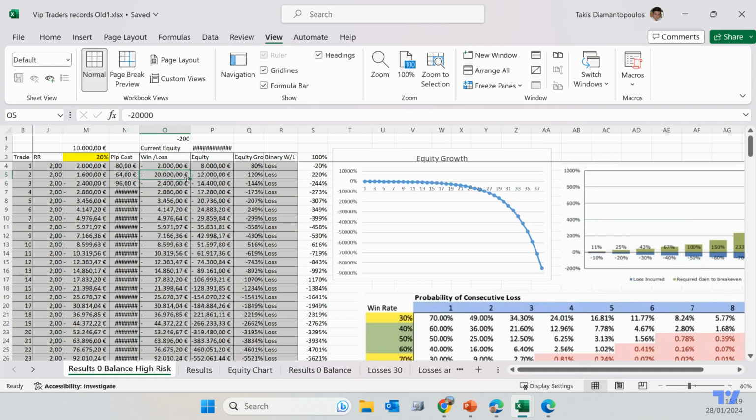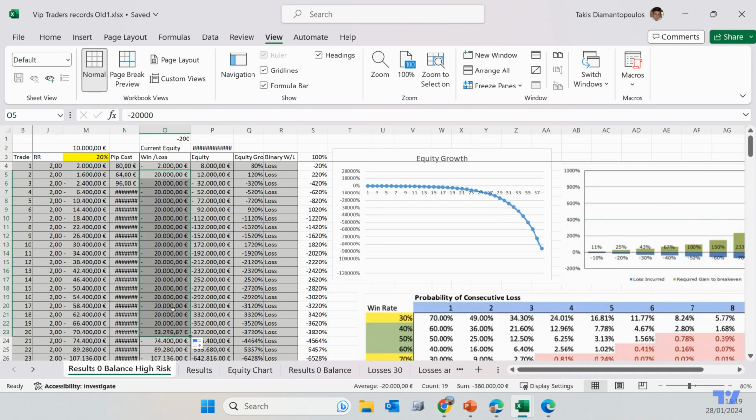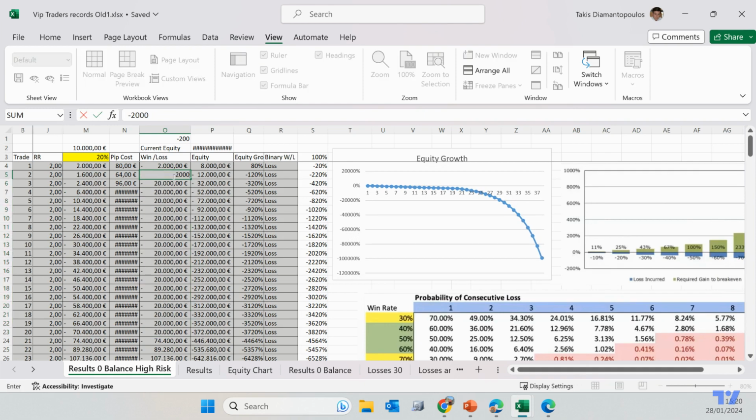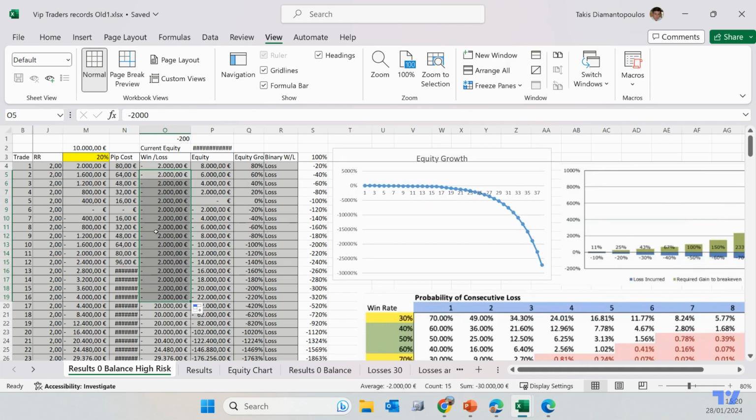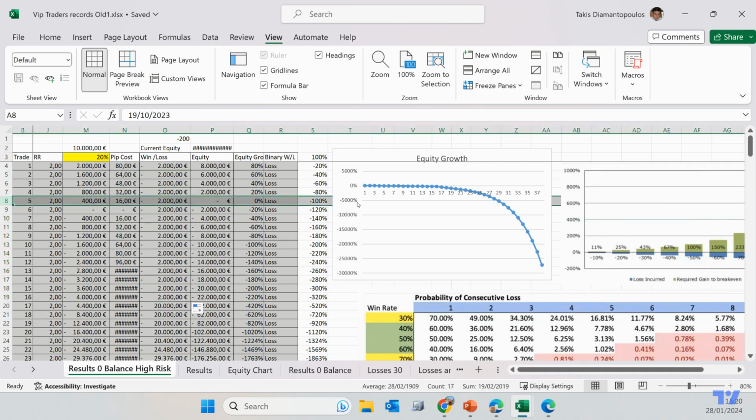All right, so let me go down. Whoops. Sorry, not 20,000, minus 2,000. Okay, minus 2,000. And we start going down. My capital was out in 5 trades, and the capital went to 0.